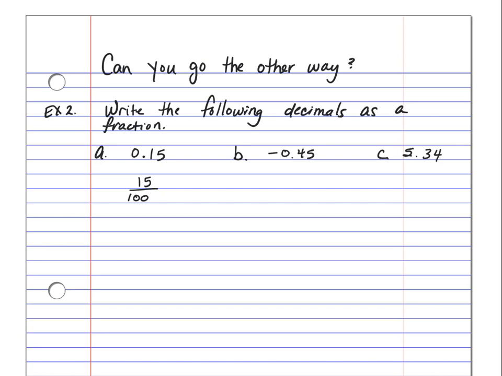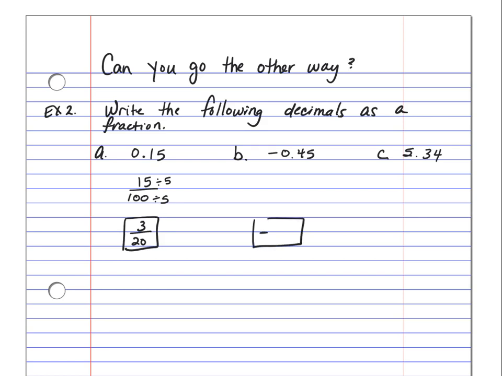Now don't forget your divisibility rules for 2, 3, 5 and 10. So 5 and 10 would be ending in 5 and 0. Okay, these are both divisible by 5. So we would get 15 divided by 5 is 3, and 100 divided by 5 is 20. So 3/20 would be our answer for letter B. I'm sorry, for letter A.